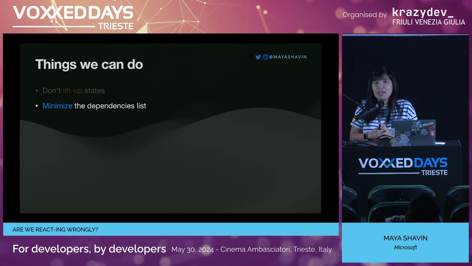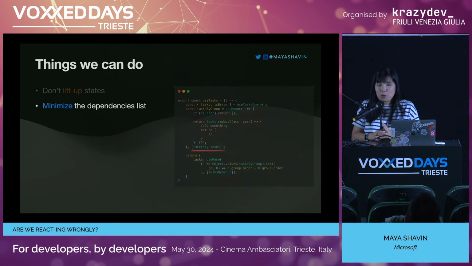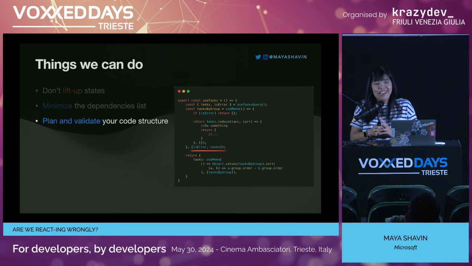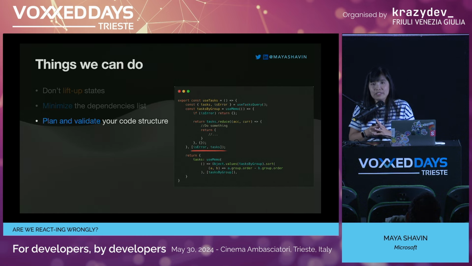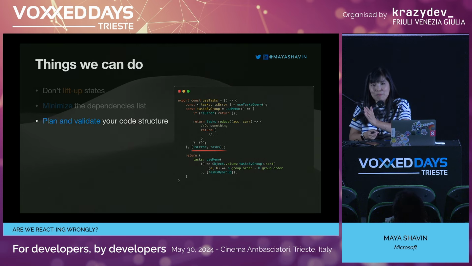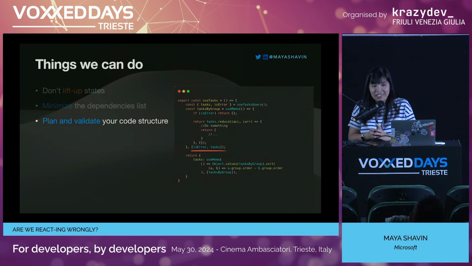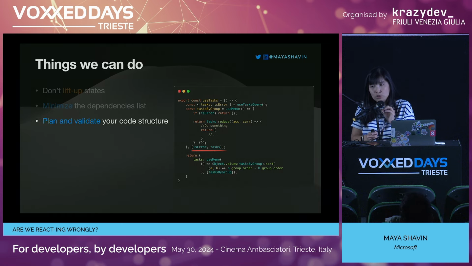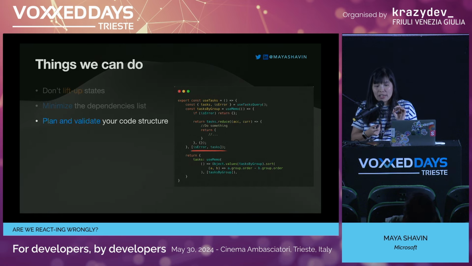Second thing is minimize the dependency list. My rule of thumb is if you have more than 3 dependencies in a dependency list, you probably don't need to wrap it, you don't need the memoization, because if you have 3 or 4, the chance is that your function will be invalidated very often, because you have at least 4 variables that keep being watched. But again, even with only 1 or 2, you still need to plan and validate your code structure very carefully. So in this case, I only have 2 dependencies, isArrow and task.